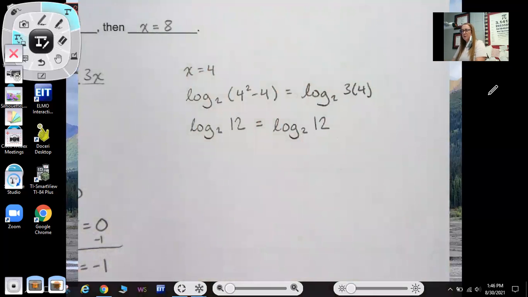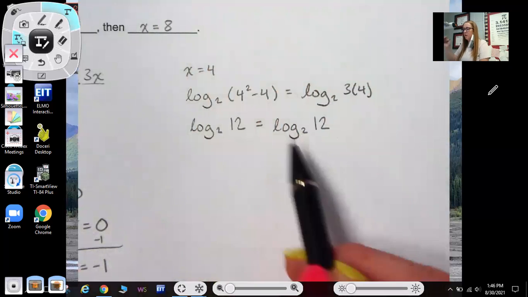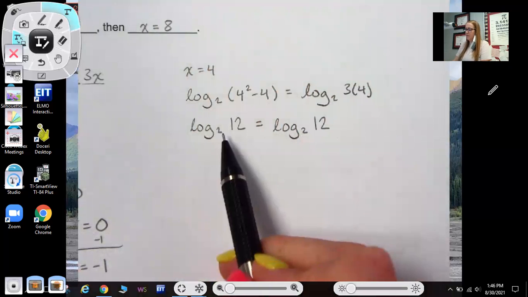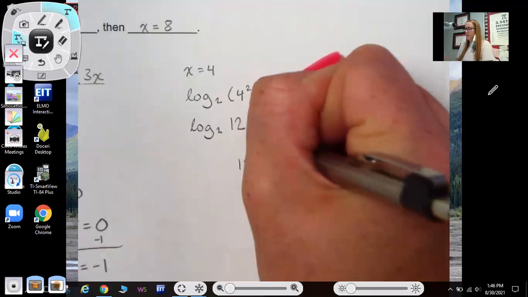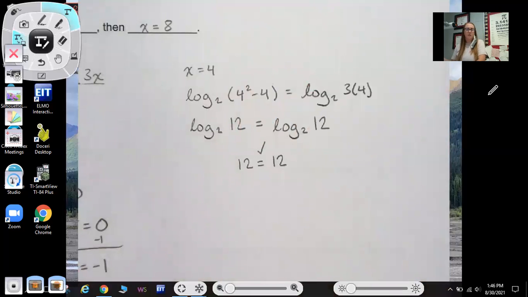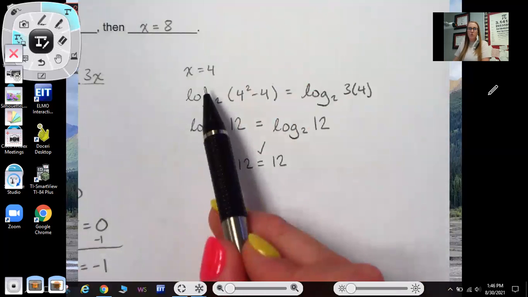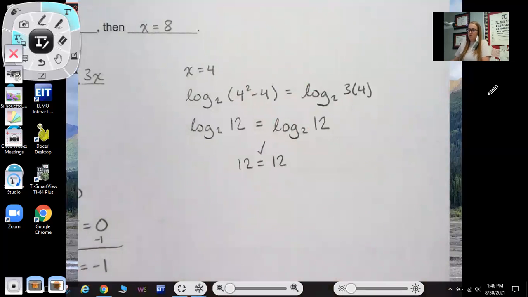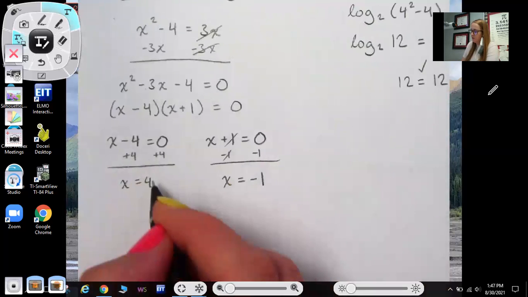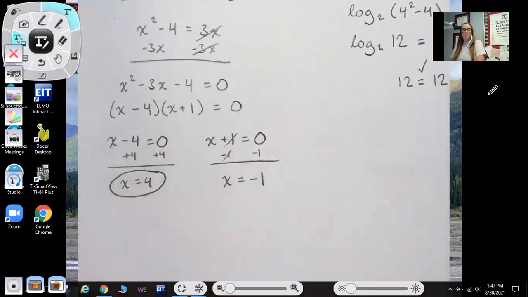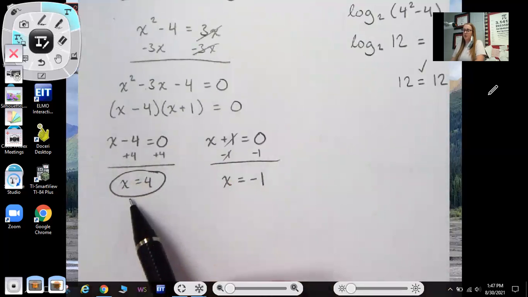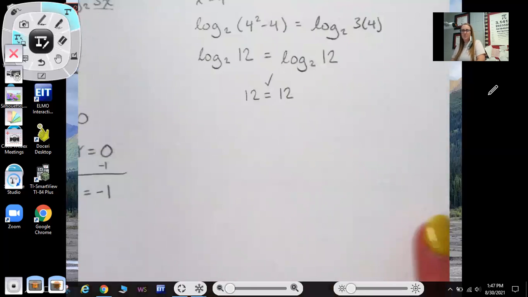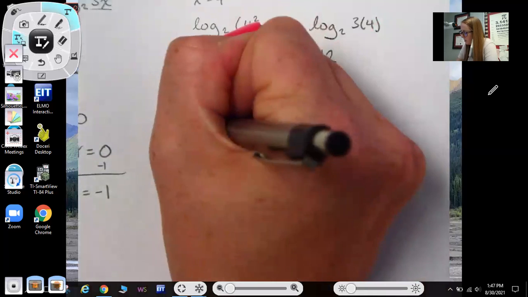So when we use the property that says if you have two logarithms set equal to each other and they have the same base, we can set 12 equal to 12. And because that's a true statement, 12 is equal to 12, then x equals 4 does work as a solution. So we're going to go back down here and circle it. That just shows me that, yes, we got x equals 4 as an answer, but we've done the work to check and make sure that it's a solution. So we circle it. Now we're going to plug in x equals -1.